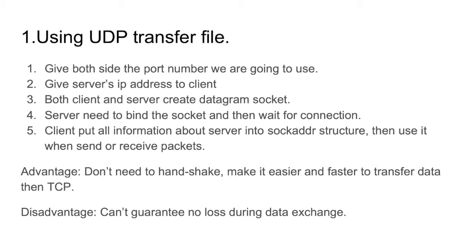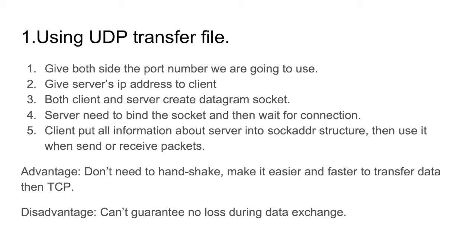First, let's see how we use UDP. We have to give both client and server side the port number we are going to use. And we also have to give the server's IP address to the client. Both client and server create a datagram socket. Other than that, the server needs to bind the socket and then wait for connection. But it's not necessary for the client. The client just needs to put all information about the server into a socket address structure and then use it when sending or receiving packets.